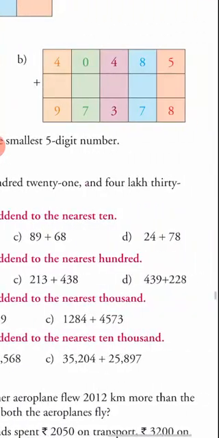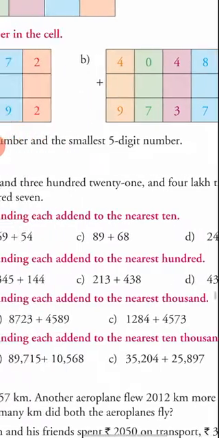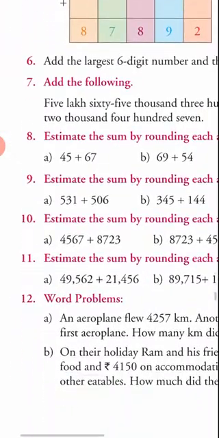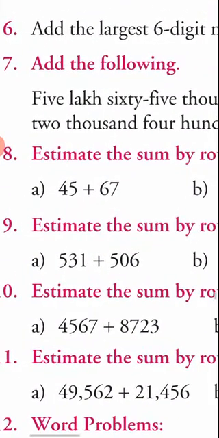And similarly in this case you will subtract 40485 from 97378 and you will get the missing addend. Now let us move toward question number 6.